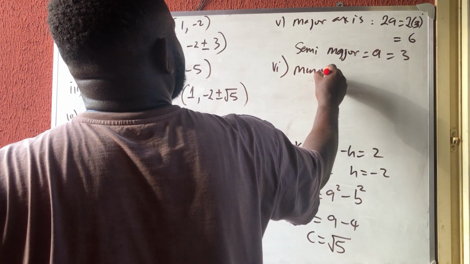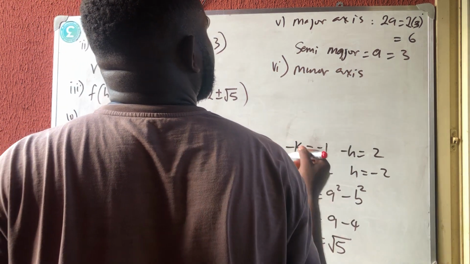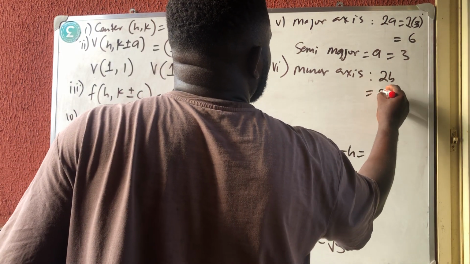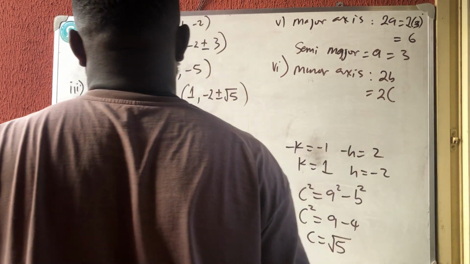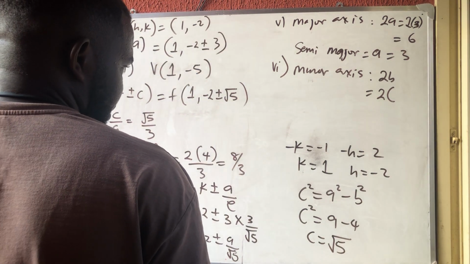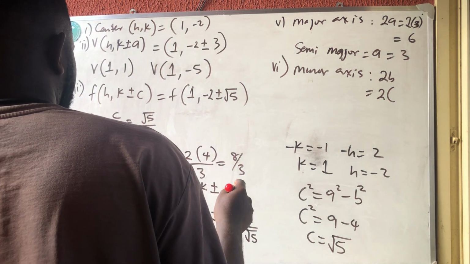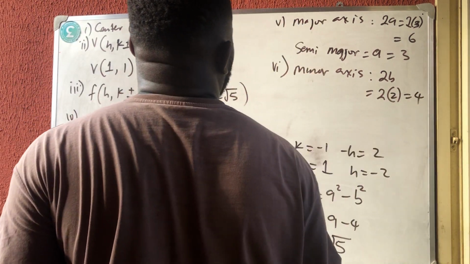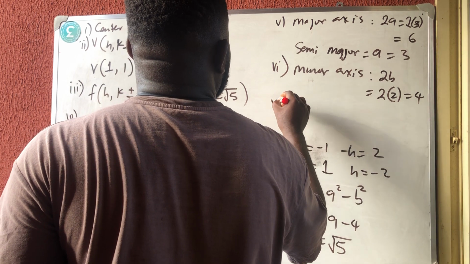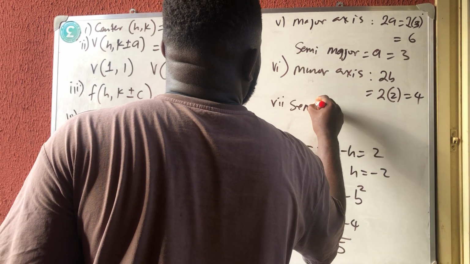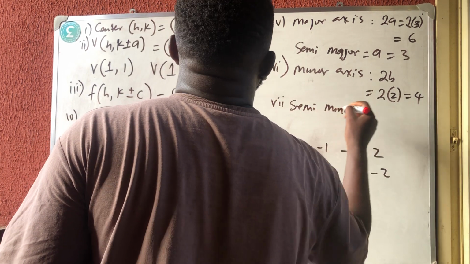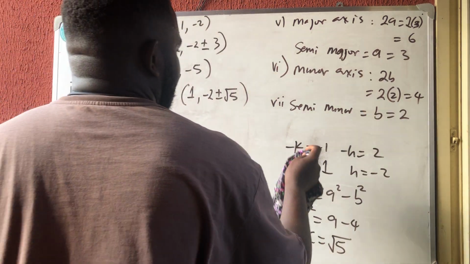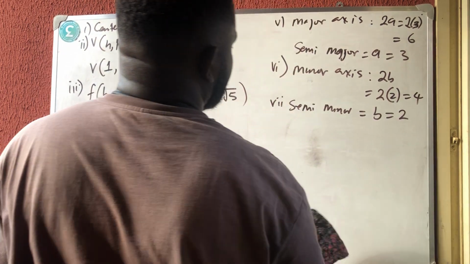The next one they'll ask is the minor axis. The minor axis is 2b, which is 2 times b. b is 2, so 2 times 2 is 4. The semi-minor is just b, which is 2. And the last one they're going to ask you is the conjugate.